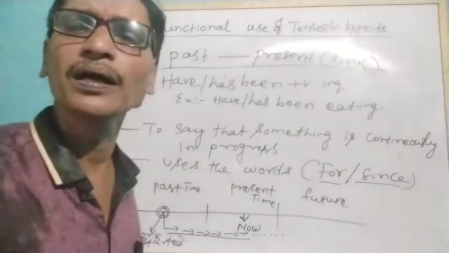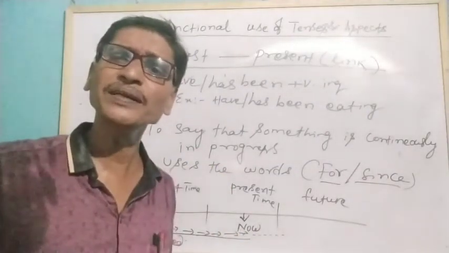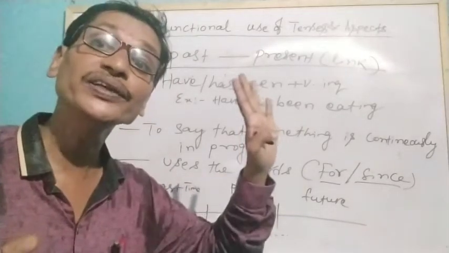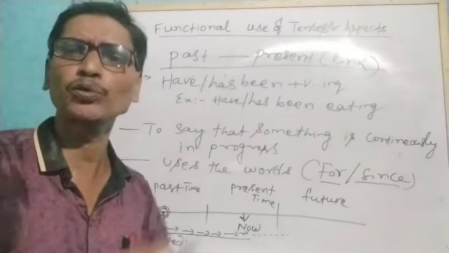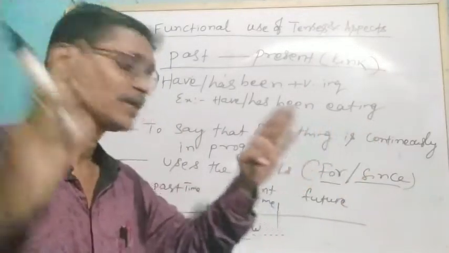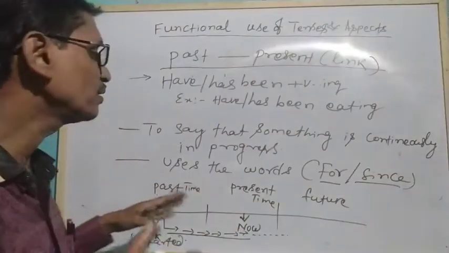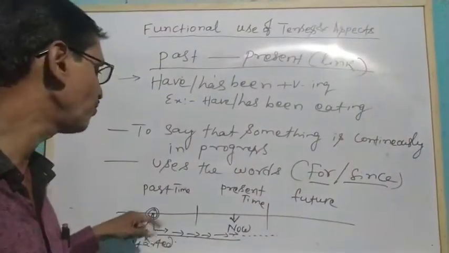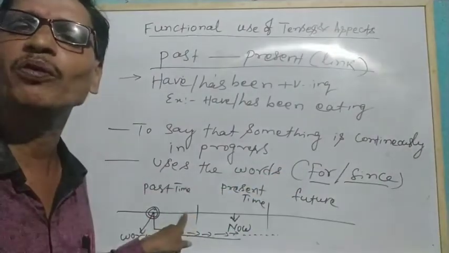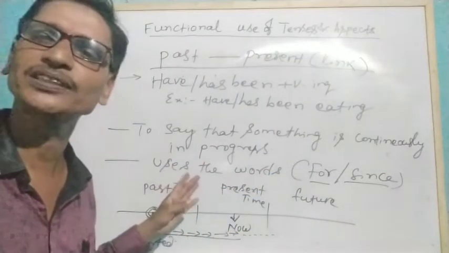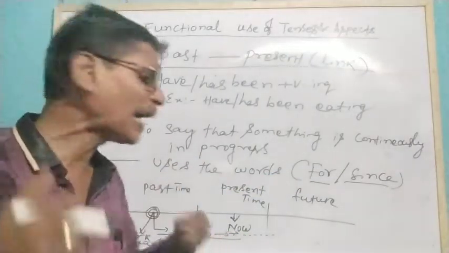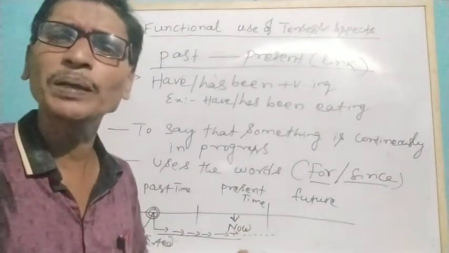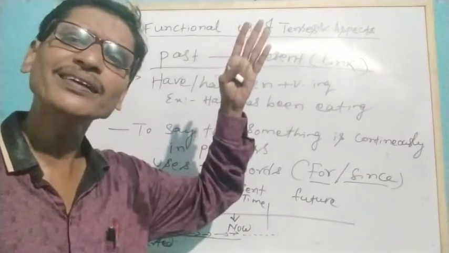For example, my father has been reading newspaper for 20 years. 20 years is a period of time. Therefore, it is talking about a duration. Therefore, we have used for to talk about the period of time or the duration. Similarly, we can say, my father has been reading newspaper since 1995.